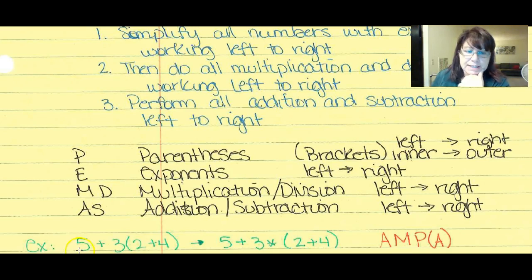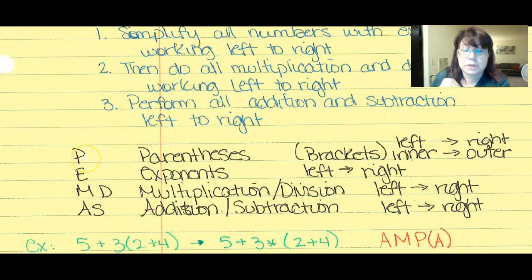So let's take the example 5 plus 3 times the quantity 2 plus 4. Now, just to be very, very clear, that is 3 times the quantity 2 plus 4, so I'm going to force a multiplication symbol in there. I have addition, multiplication, parentheses, and inside my parentheses I have addition.